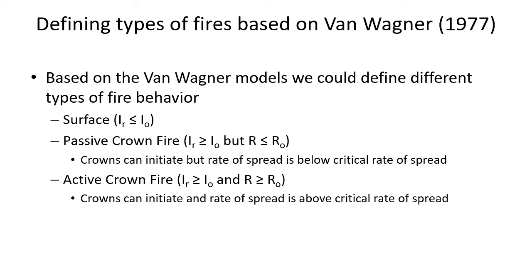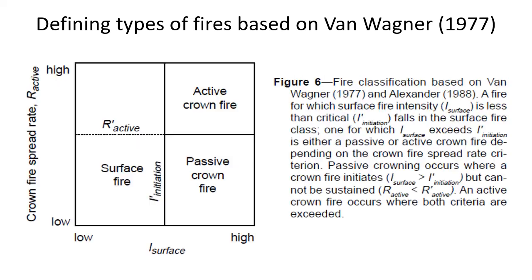So individual trees are going to torch, groups of trees are going to torch, but we're not going to have that full-on active fire behavior. Then the last step is, okay, if our true rate of spread is greater than that calculated critical rate, well, now we've got full-on, fully developed active crown fire behavior.